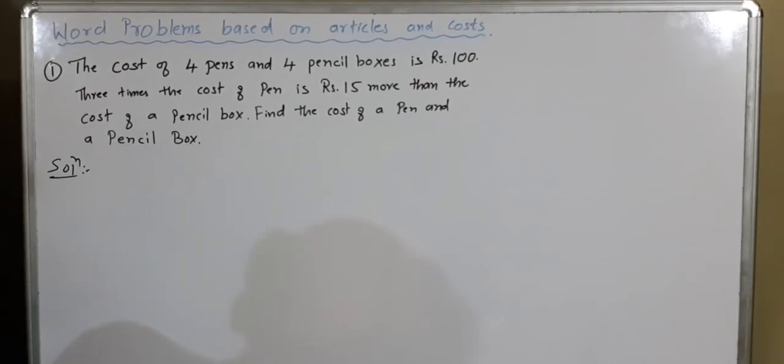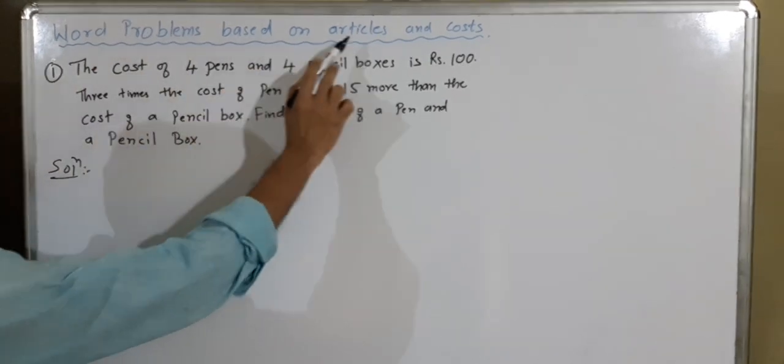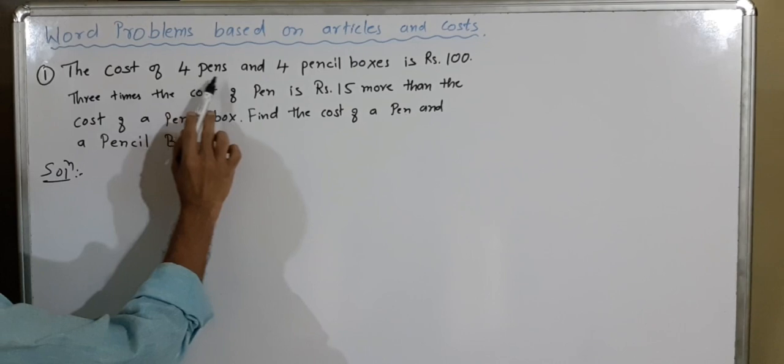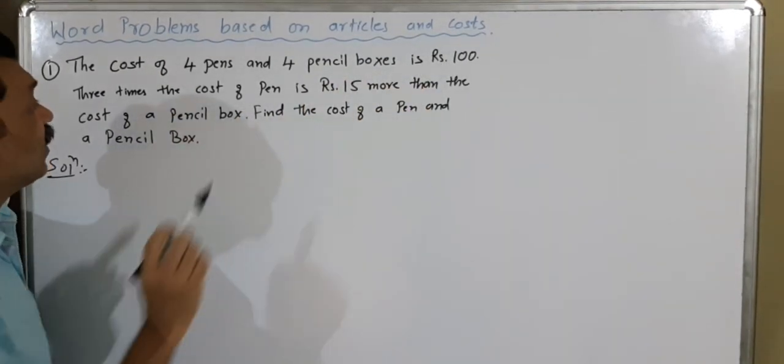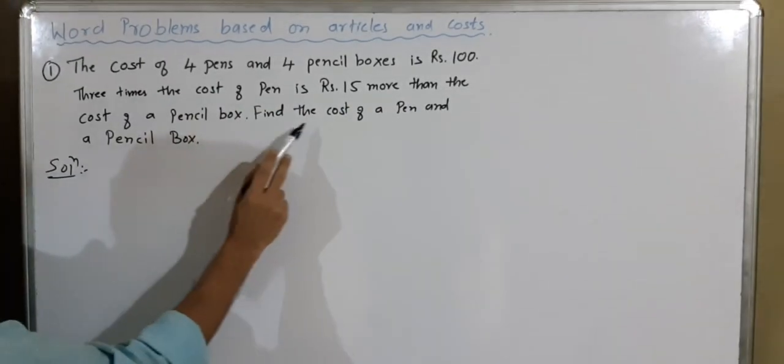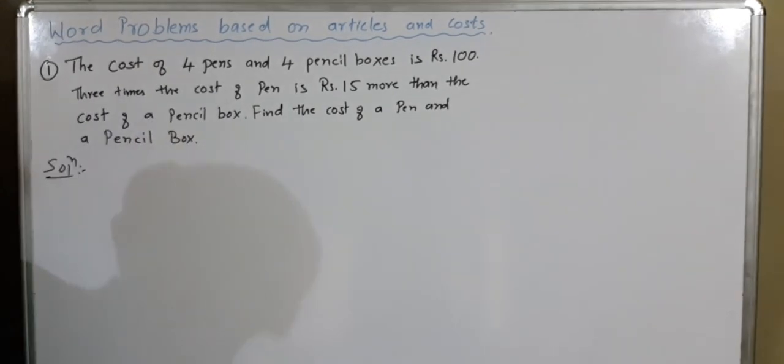Hello students, today we will study word problems based on articles and costs. So I'll take the first problem here. The cost of 4 pens and 4 pencil boxes is rupees 100. 3 times the cost of a pen is rupees 15 more than the cost of a pencil box. Find the cost of a pen and a pencil box.